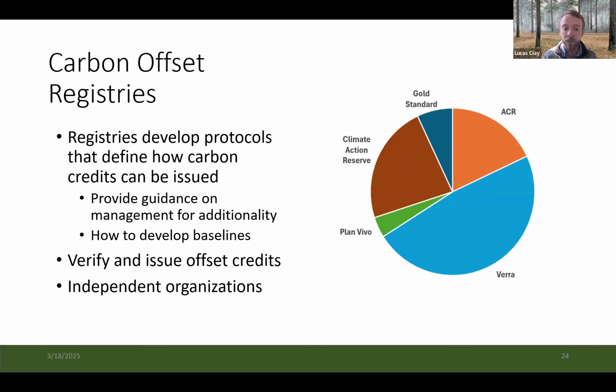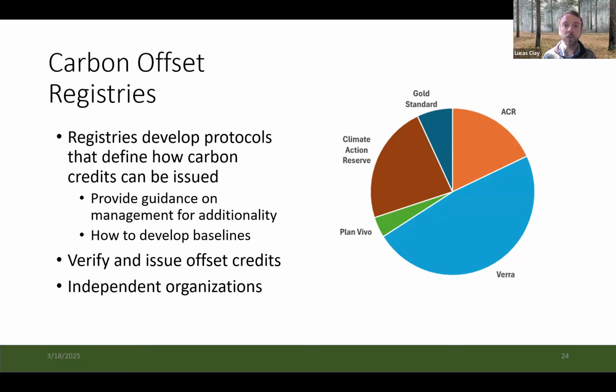And they are typically independent nonprofit organizations. So some examples, as you can see here on the right, are Verra, ACR, Climate Action Reserve, Plan Vivo, and the Gold Standard. And the pie graph shows approximately their market share in terms of the amount of credits that they have produced over the lifetime of the organization.